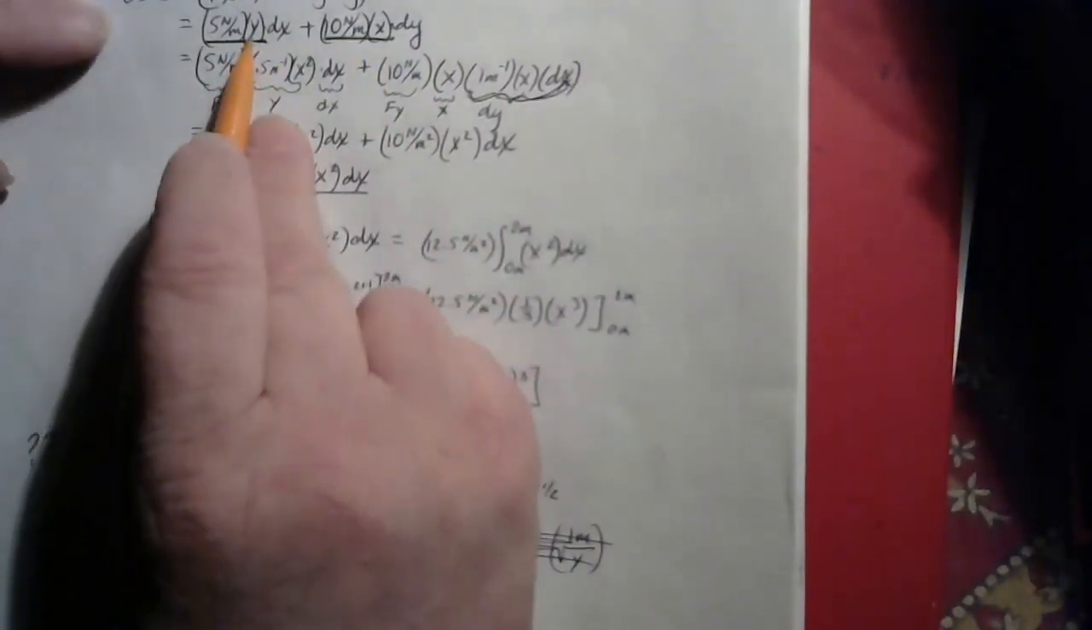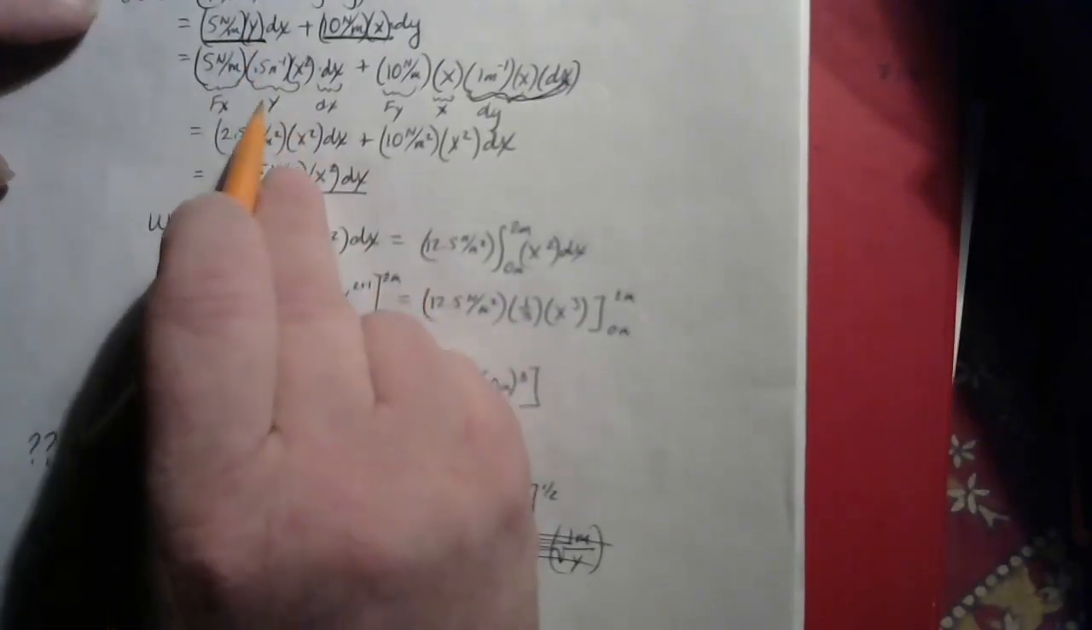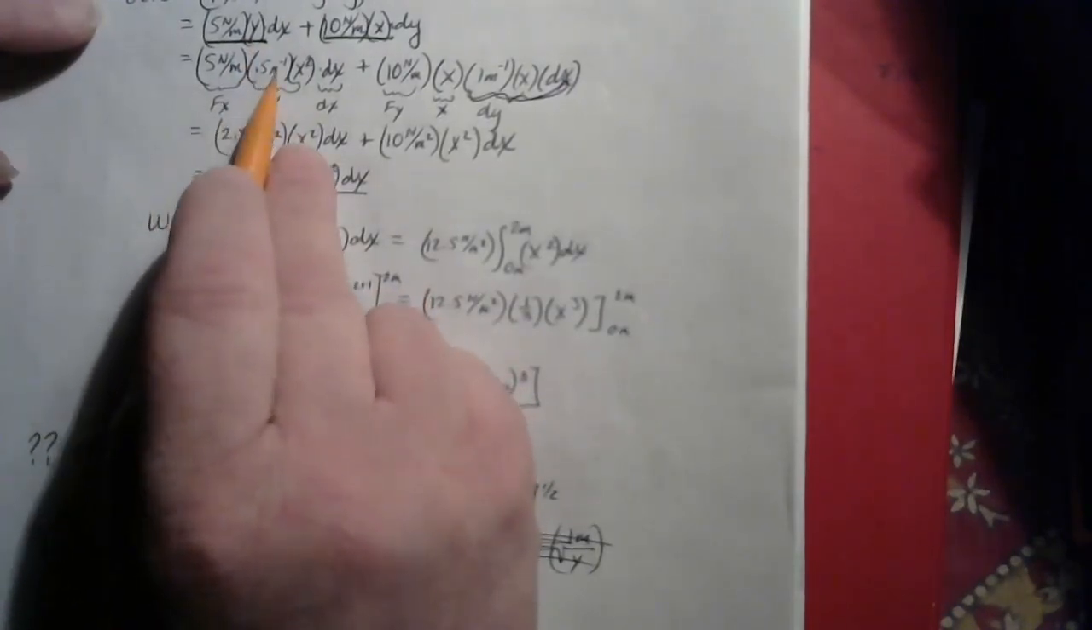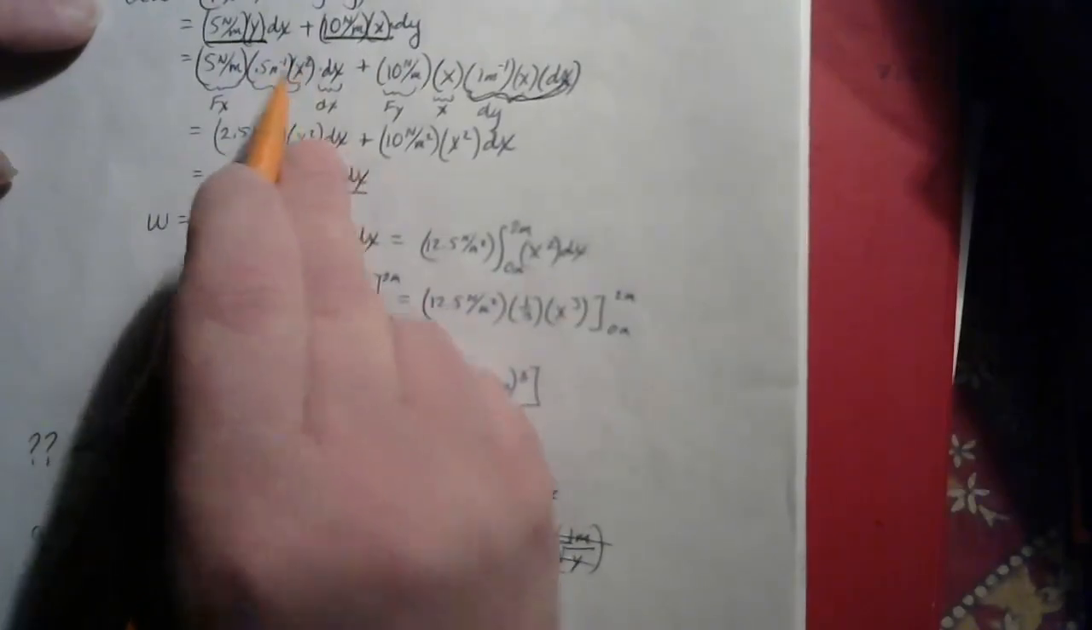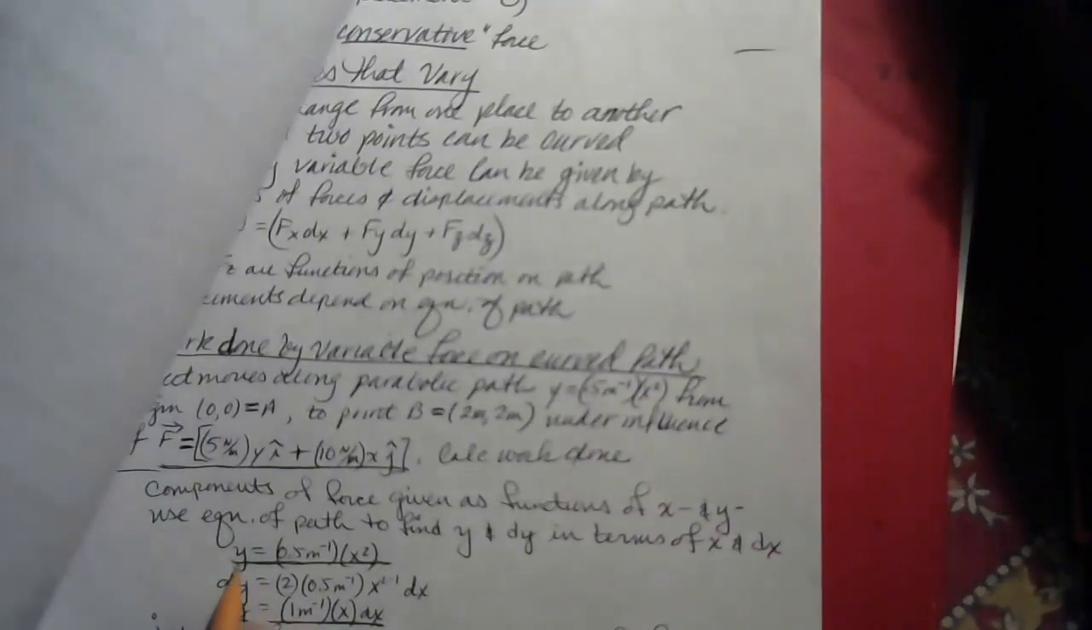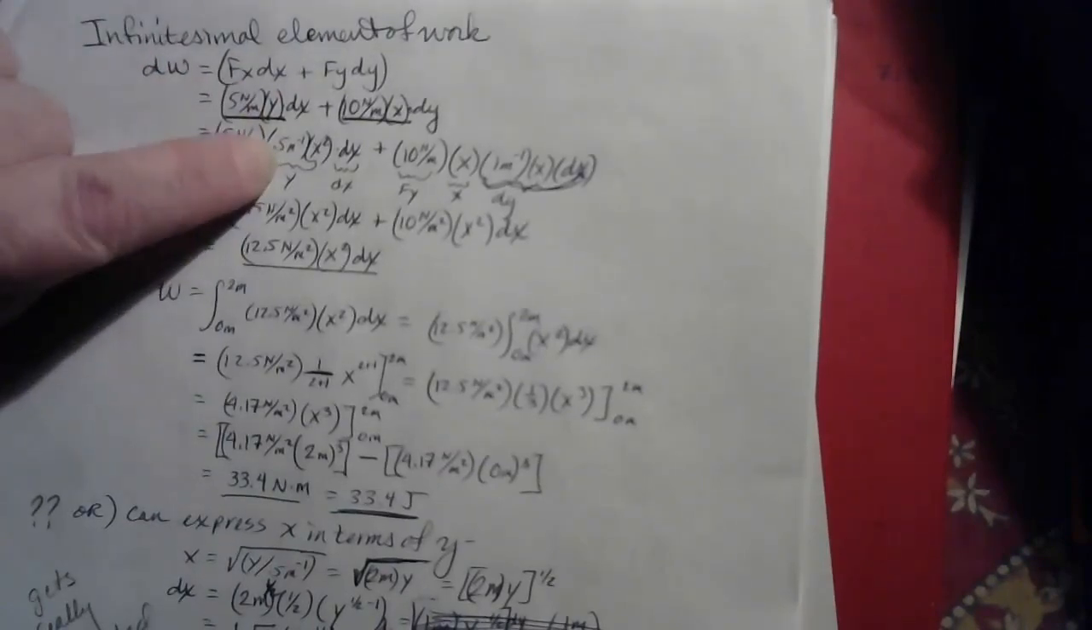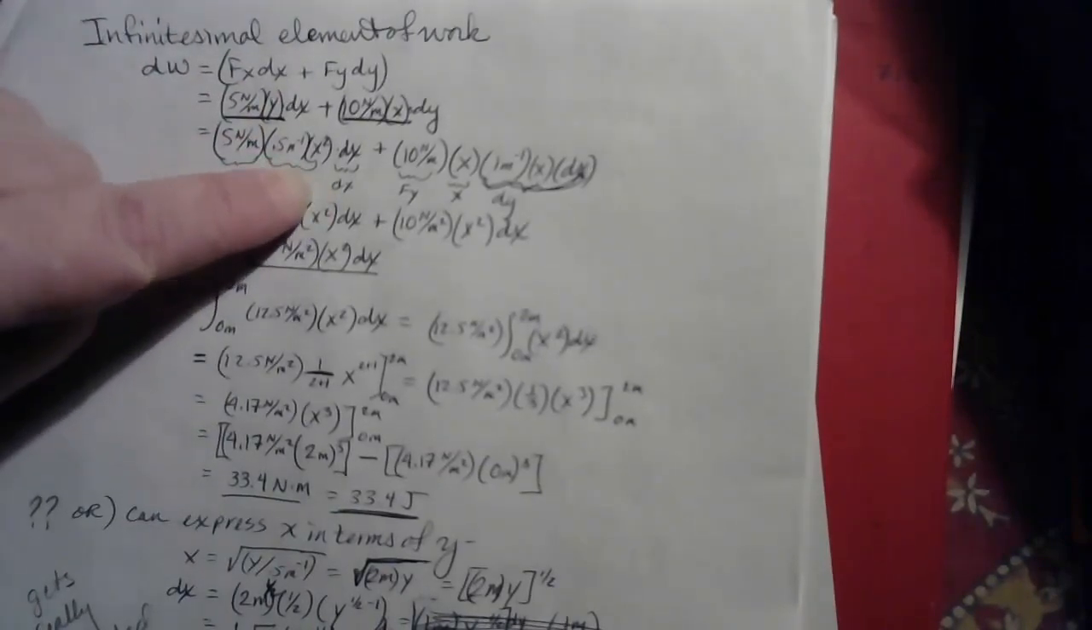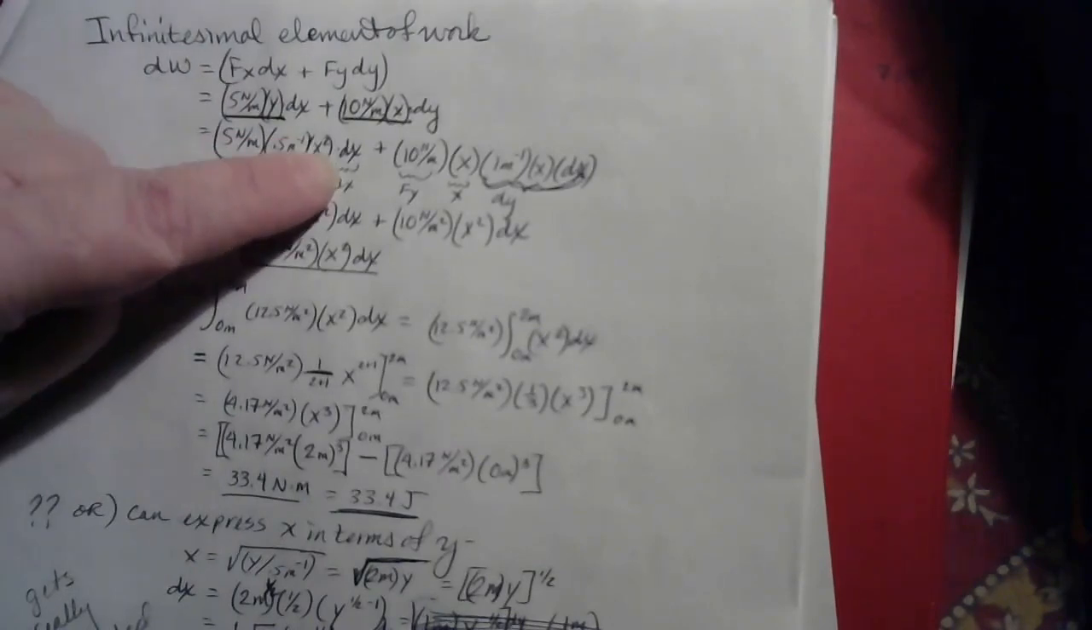Now we substitute for the Y and the X. Y, which we found in terms of X, is actually 0.5 meters to the minus 1 times X squared. That was given originally, so we can substitute that in for Y here. That's Y: 0.5 meters to the minus 1 times X squared.